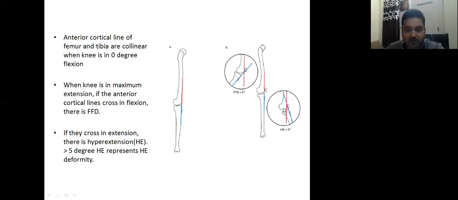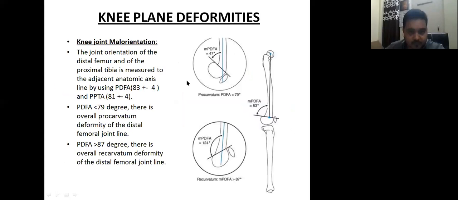Carry on. Similarly, if the anterior cortical line of the femur and the anterior cortical line of the tibia cross in extension, then we can come to know that the knee is in hyperextension. Up to 5 degrees is considered normal.